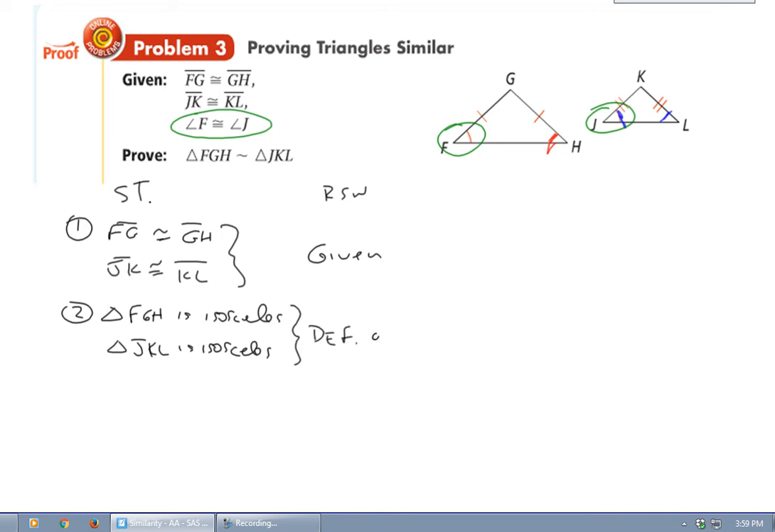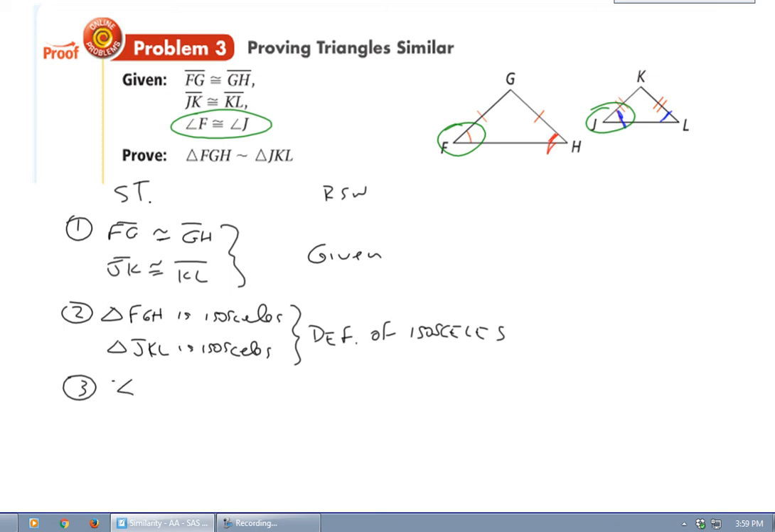That's the definition of isosceles triangle. What is an isosceles triangle? The definition of an isosceles triangle is a triangle where two sides are congruent to each other. So I know these are two isosceles triangles. What is statement number 3? Well, what do I know about two isosceles triangles? What do I know about any isosceles triangle? That the base angles are equal.